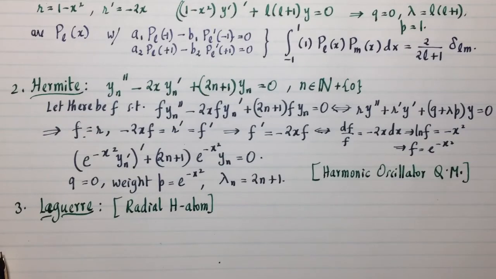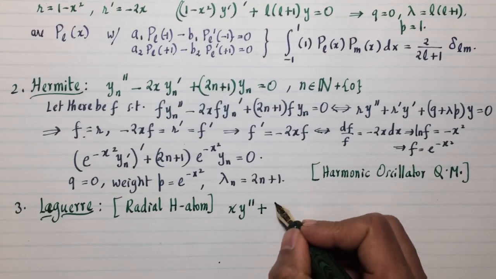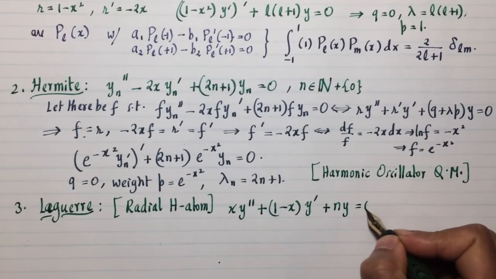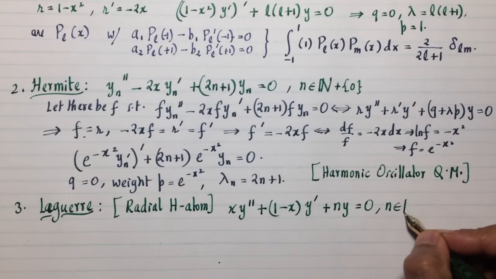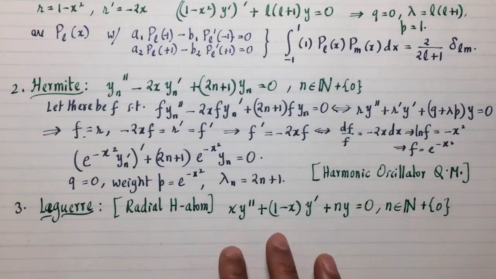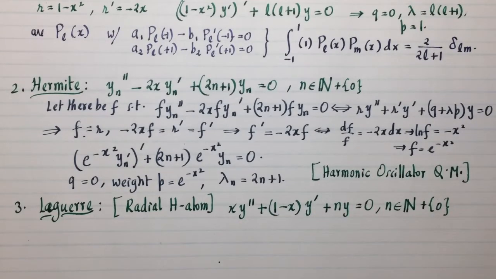But right now, I just want you to think of it as just another differential equation that can be beaten into this shape. So this particular differential equation is xy double prime plus (1 minus x) y prime plus ny equal to 0, for n belonging to the natural numbers with 0, just like the previous Hermite. So the solutions are known as the Laguerre polynomials. Now the problem with this is, again, you cannot immediately guess how to write it in the Sturm-Liouville form, so we have to massage it to that form in the same manner as we did the previous problem.